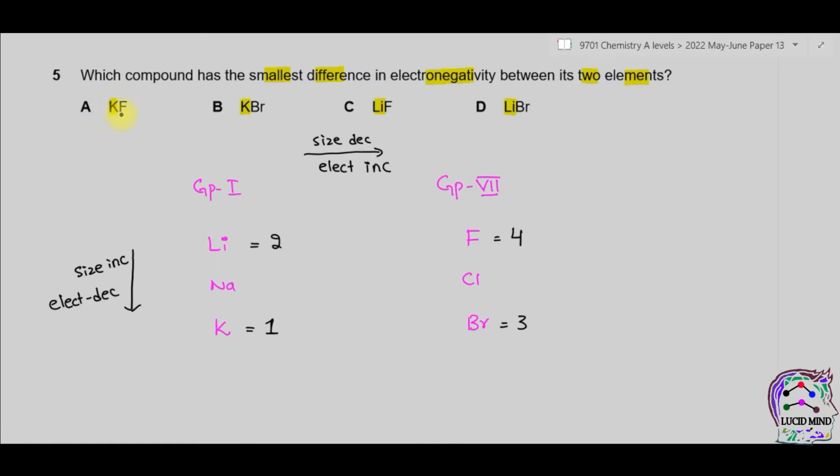For example, for potassium fluoride, K and F, the difference is 4 minus 1, which equals 3. While for KBr we have 3 and 1, the difference is equal to 2. For lithium fluoride the difference is 4 minus 2 equals 2. And for the last one, lithium bromide, the difference is 3 minus 2, which is equal to 1. So the smallest difference between two elements is in lithium bromide.